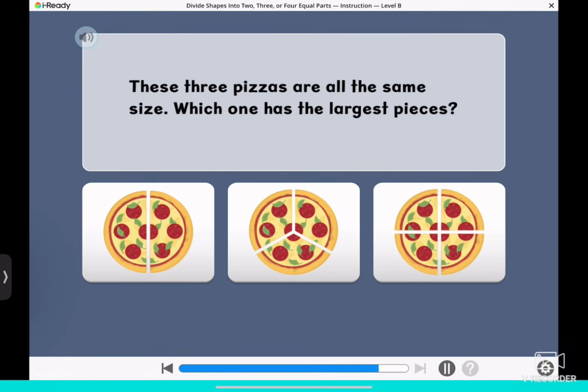These 3 pizzas are all the same size. Which one has the largest pieces? Nailed it! The pizza with 2 equal pieces has the largest pieces. That's because it has the fewest pieces.